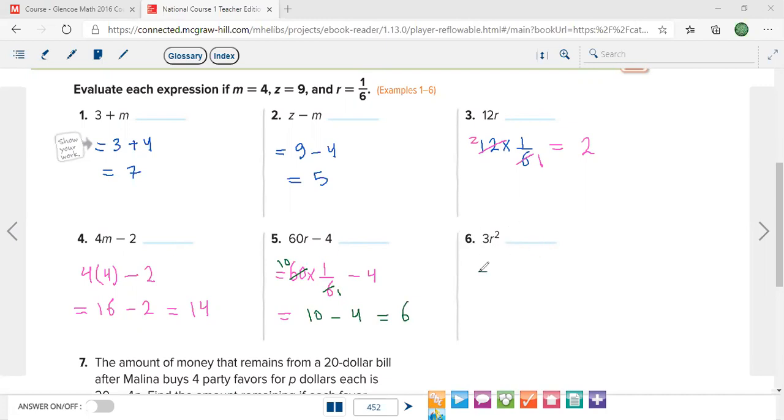3r squared, it's like 3 times r, which is 1 over 6, all to the power of 2. So this is 3 multiplied by 1 over 6 power 2, which means 1 over 6 times 1 over 6, which is 1 times 1 is 1, 6 times 6 is 36. So 1 over 6 power 2 means 1 over 36. Now let's finish the multiplication. We can use cancellation also. Divide by 3 is 1, divide by 3 is 12. So this will be, as you can see, 1 over 12.